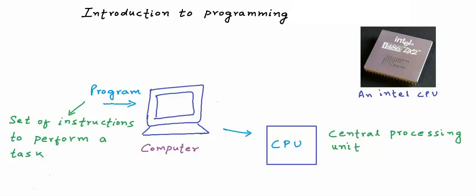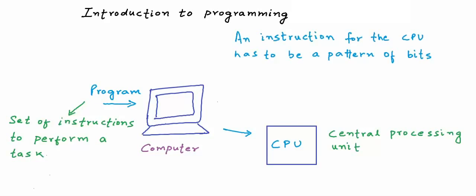Intel is one of the companies that makes CPUs. So CPU is the guy who has to execute your instructions. Now each instruction to the CPU has to be a pattern of bits, a pattern of ones and zeros. But an instruction cannot be any random pattern of bits. It has to be in a certain format so that the CPU is able to decode and execute it. A set of specifications are laid out for a CPU, and your instructions must follow the specifications.